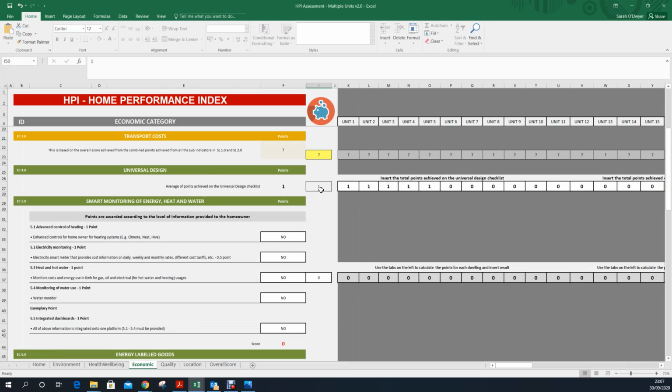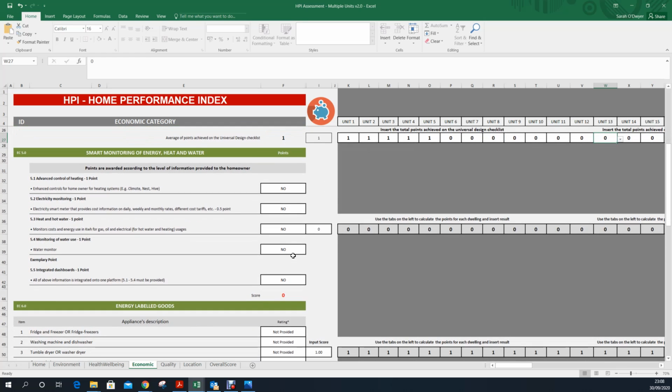And then yeah, if you get your 15 again, that should be the same for all the units. Depending on the amount of different house types you have, there might be one or two that are slightly different, but if you're doing it for some, you should be doing it for them all. Then when it comes to the smart monitoring, I suppose this is not really happening a lot.